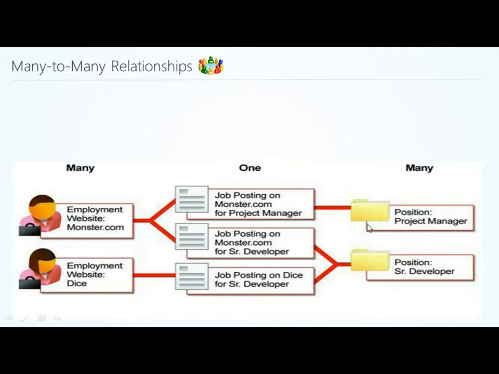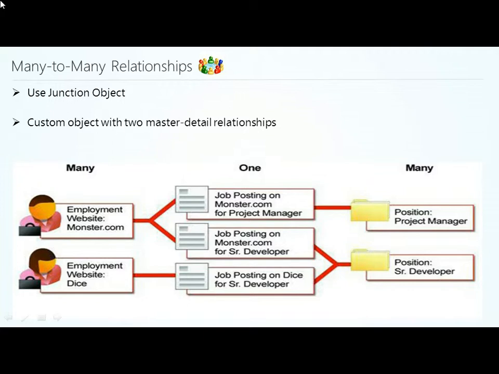So how do we do a many-to-many relationship in a database? We use a junction table, right? Same here, we use a junction object. Here we have created a junction object called job posting. A job posting always represents a single position posted on a single website. So job posting has a many-to-one relationship to both position and employment website. Through those many-to-one relationships, we get a many-to-many relationship between position and employment website.